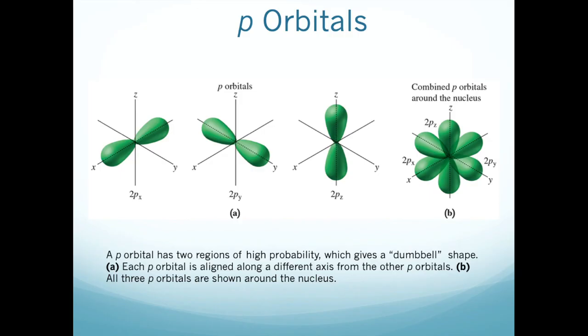Okay, so let's say you have a 2p subset of orbitals. You have 2px, 2py, and 2pz. And each of them can hold a maximum of 2 electrons, so the combined system can hold a maximum of 6 electrons. All right?